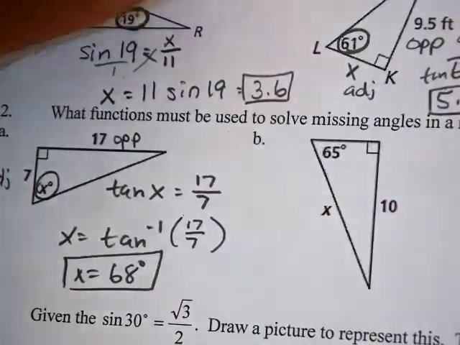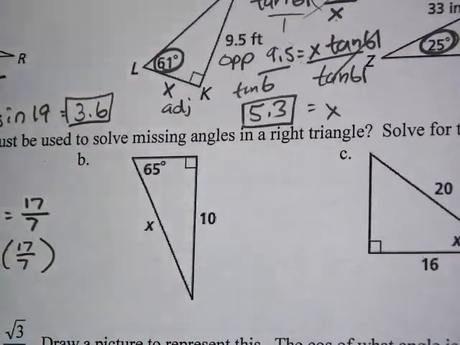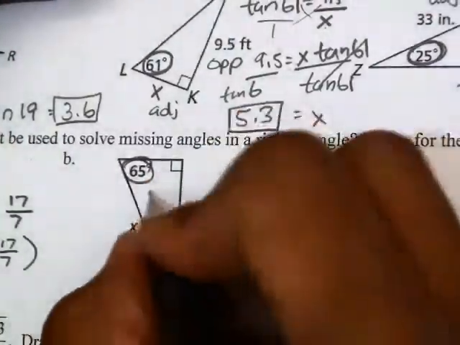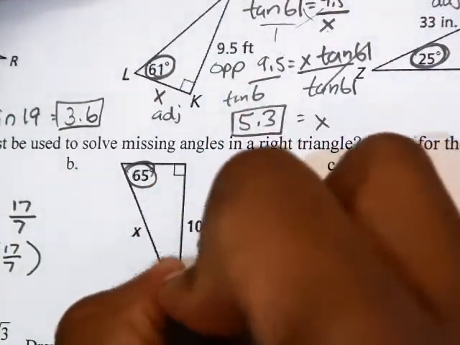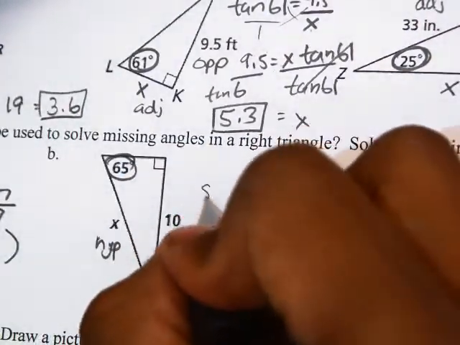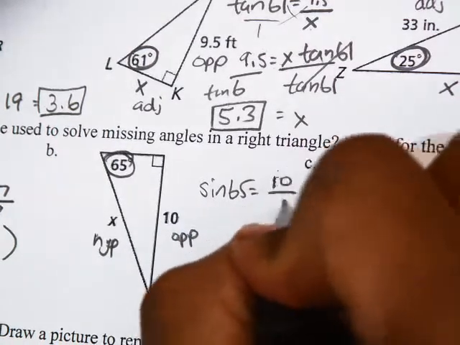Part B is not solving for an angle. It's misplaced. So here's 65 degrees. Across from the 65 is 10, so that's opposite. X is the hypotenuse. So I'm going to use sine. Sine 65 is 10 over x.